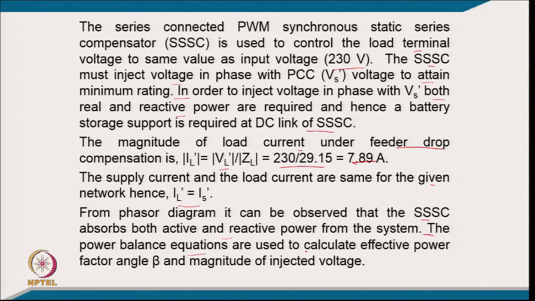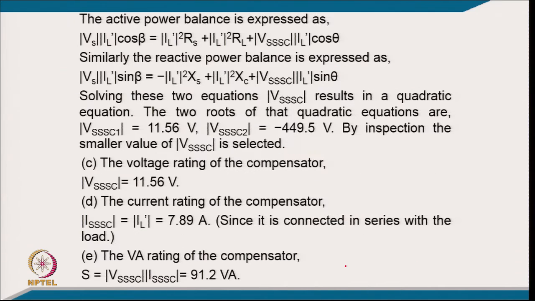So, power balance equations are used to calculate the effective power factor angle and magnitude of the injected voltage. The active power balance is Vs into IL dash into cos beta equal to IL square RS, that is the active power equation for the system, and similarly we wrote the equation for reactive power balance. Solving these two equations for VSSC results in a quadratic equation. The two roots of the quadratic equation are VSSC equal to 11.56 volt and VSSC equal to minus 44.95. By inspecting, the smaller value of VSSC is selected.